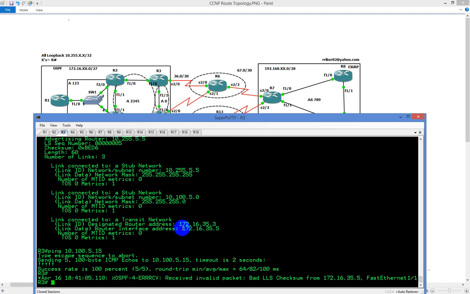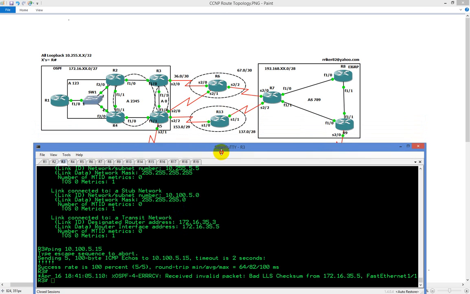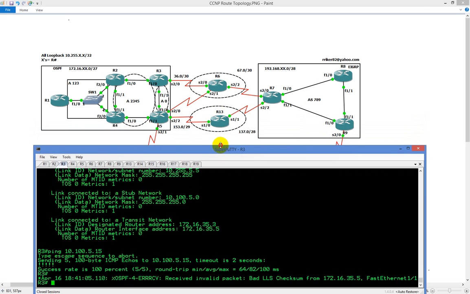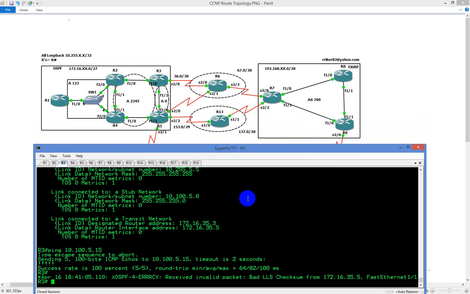Everything looks pretty good. From here on out, in the next video, we're going to take a look at getting into a multi-area implementation, which I think everybody will get a kick out of.